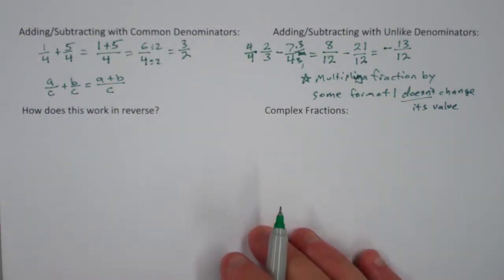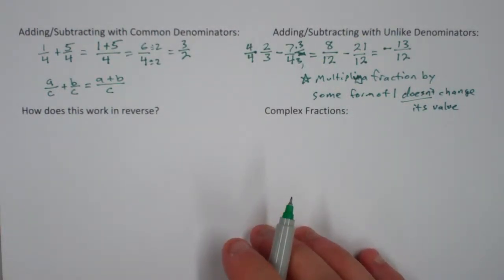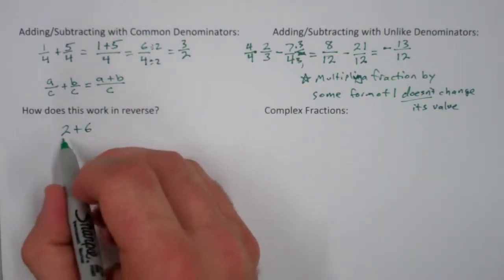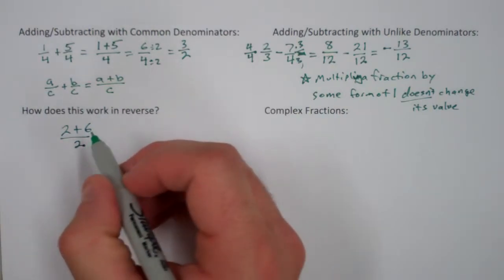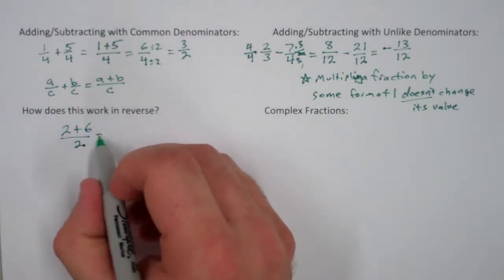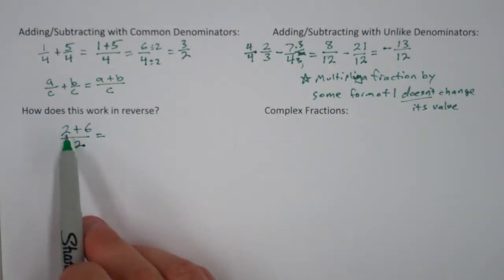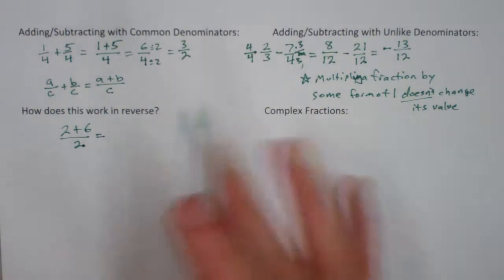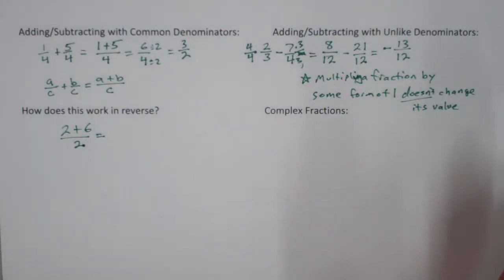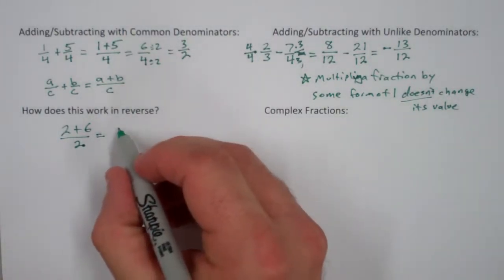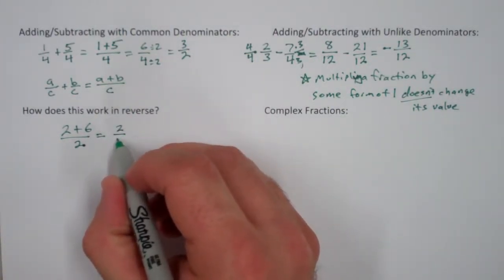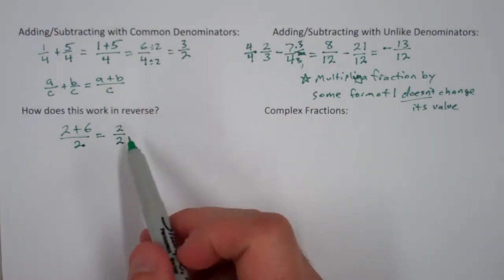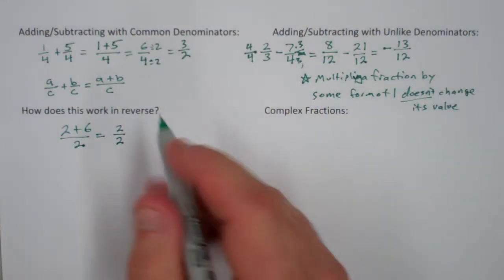Let's check out how this works in reverse. Let's try 2 plus 6 over 2, and we're wondering what that's equal to. Well, we know that if we do 2 plus 6, that's 8, and then divided by 2 is 4. So we can't change that value of 4. It has to remain 4. So if you're thinking to yourself, well, if I just did 2 over 2 and then added 6, that would be 7, and that wouldn't really work.